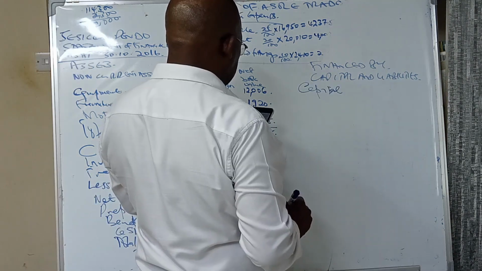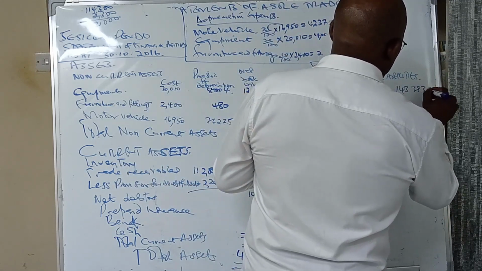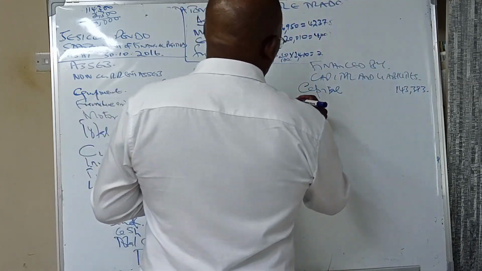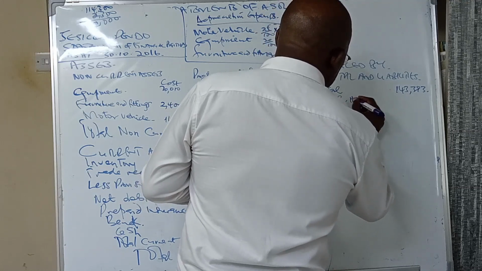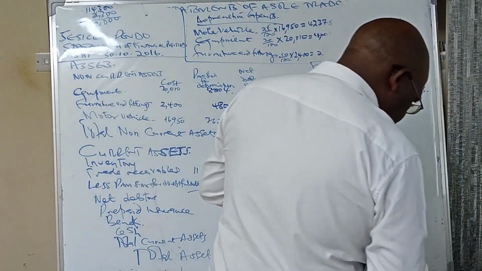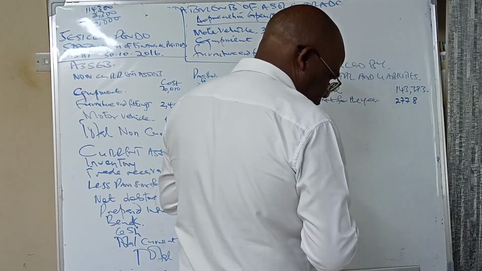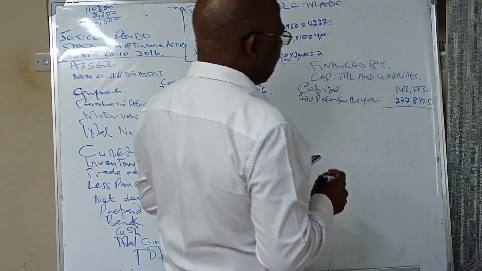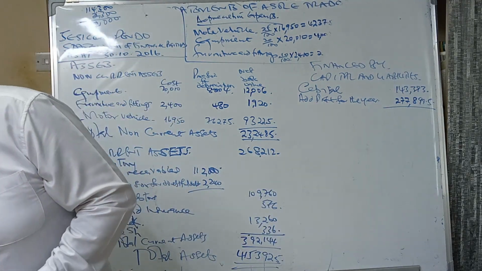Our capital from the trial balance is given as 143,393. So we add profit for the year. We go to the income statement up there, which you have already erased. We add the profit for the year, which we have said is 277,899.5. From our income statement, that was our profit for the year.